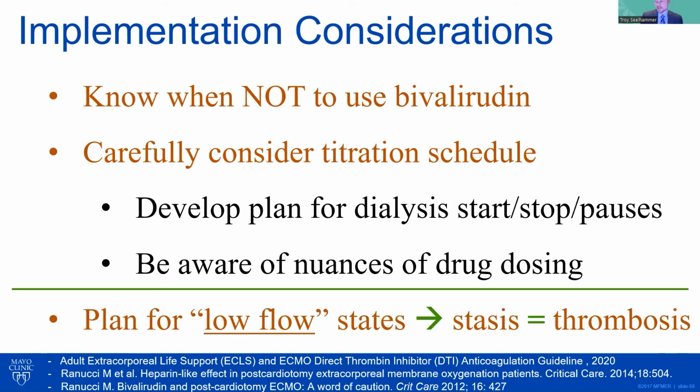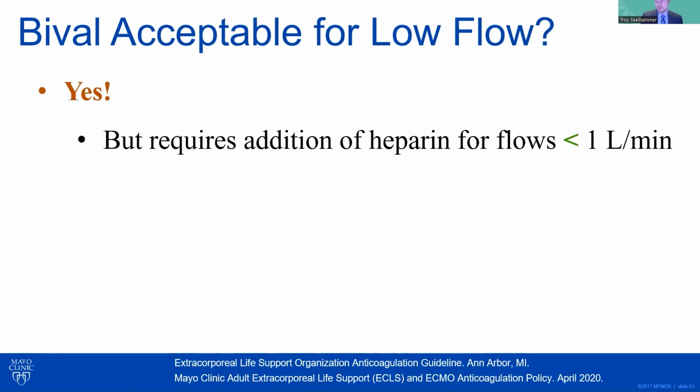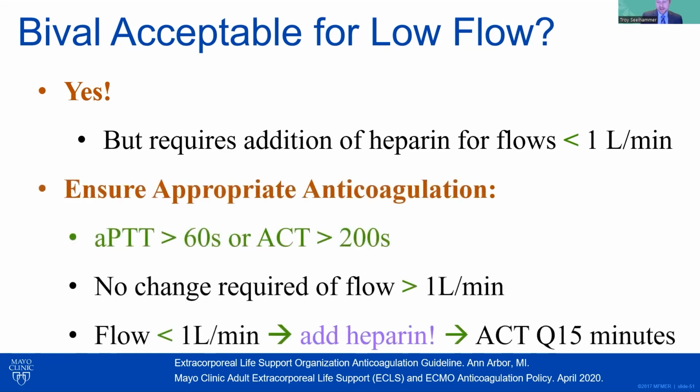For low flow states, particularly if you're going to clamp your ECMO circuit, you are causing stasis, even relative stasis with flows less than 1 liter per minute, and you have to worry about thrombosis. And so although it's acceptable in low flow, we add heparin as a continuous infusion if we get flows less than 1 liter per minute. We want to ensure appropriate intensity of anticoagulation at all times, and this is even more important when flows are low.